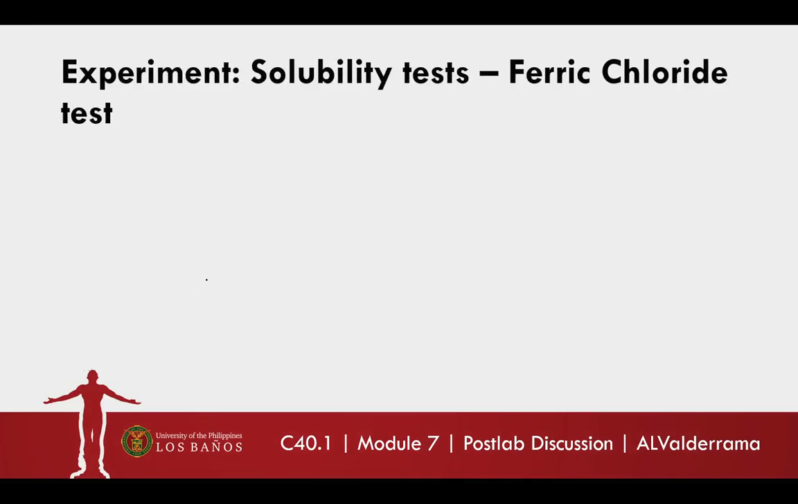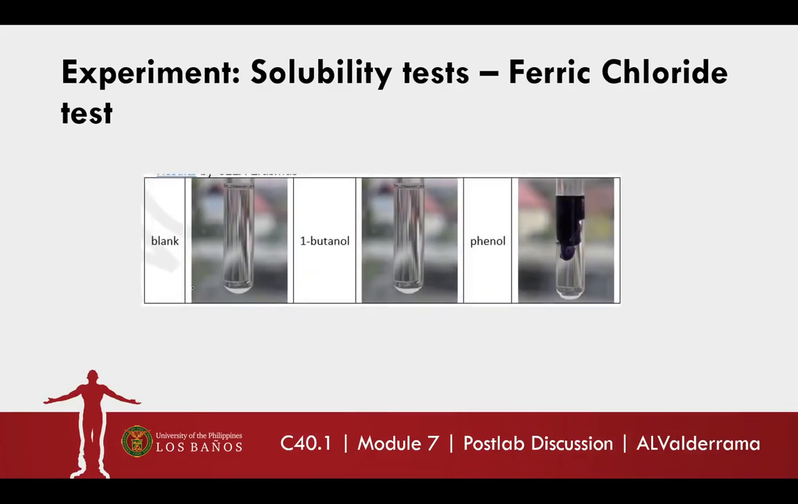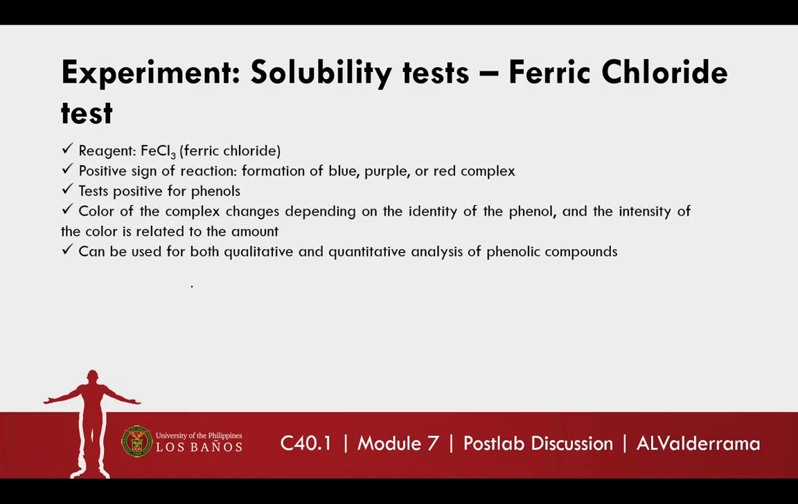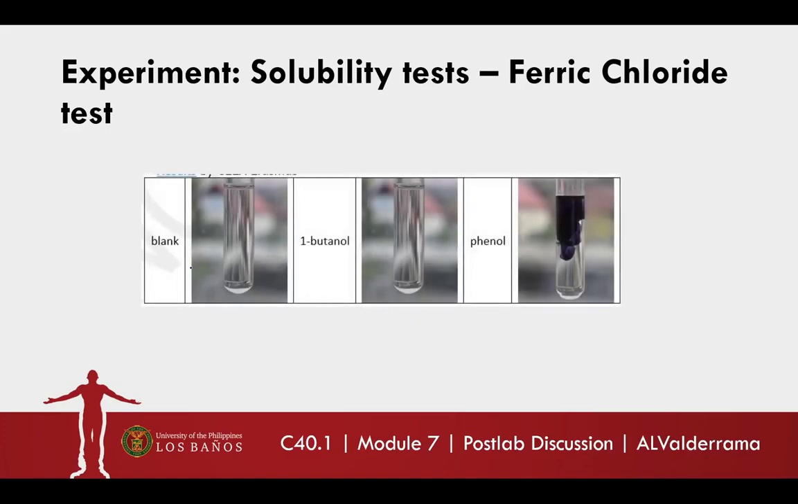So the next test is we have our ferric chloride test. So ang ferric chloride natin is test for phenols. So the color of the complex changes depending on the identity of the phenol. Pero ang malinaw dito is merong change of color from clear naging ganito. Okay?